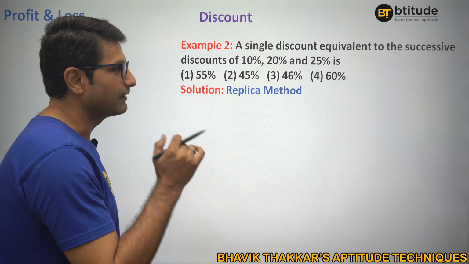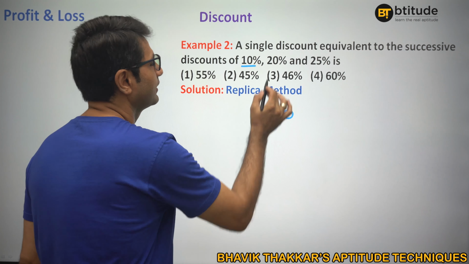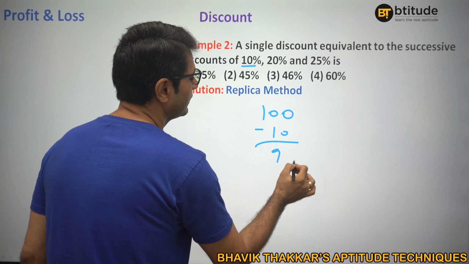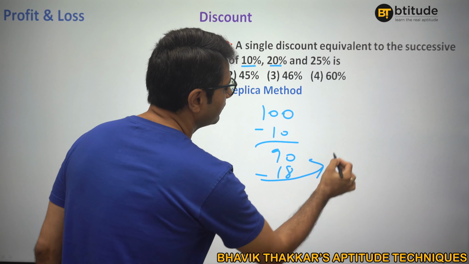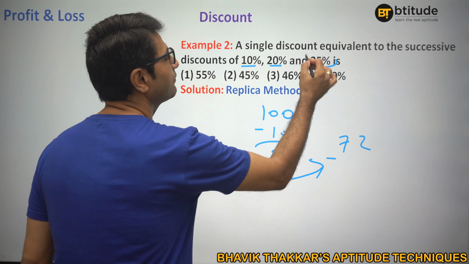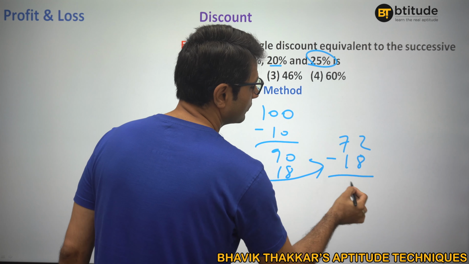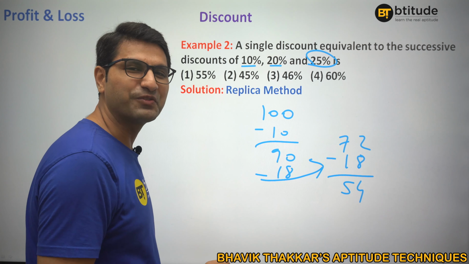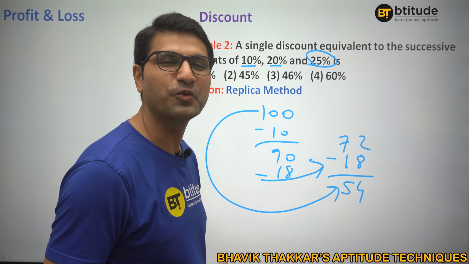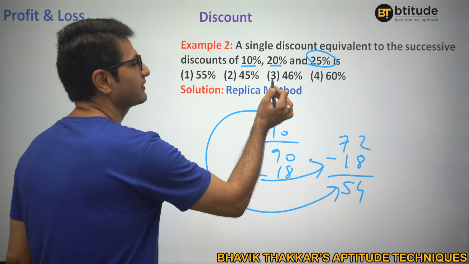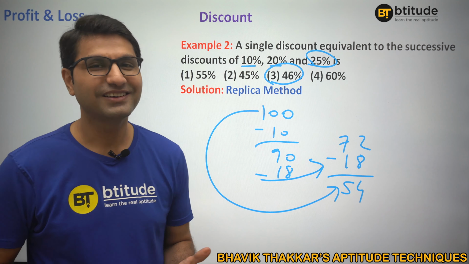Okay. Now if I am supposed to solve it, I would say, let us say it was 100, 10%, so it would be 90. 20% of 90 is 9 2s are 18, so it becomes 72. And 25% is 1/4. 1/4 of 72 is what? 18. So I am left with 54. So for 100 rupees worth of things I would have to pay only 54. What is the discount? 46%, right? That is your replica. Fair enough? Are you getting it?